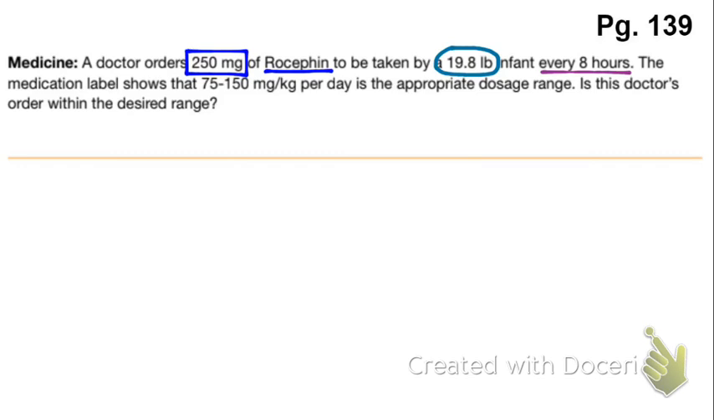How many times in a day is the baby going to take this medicine? 3. How did you get that? We do 8 hours times 3, and we get 24 hours. So each time the baby takes the medicine, they get 250 milligrams, right? Over the course of a whole day, I'm thinking about those Tylenol packages that say don't go over this much in a whole day. How much in a whole day is going into the baby's body?